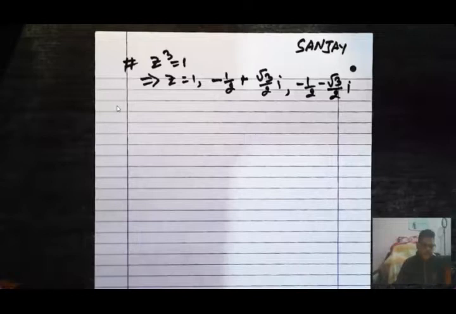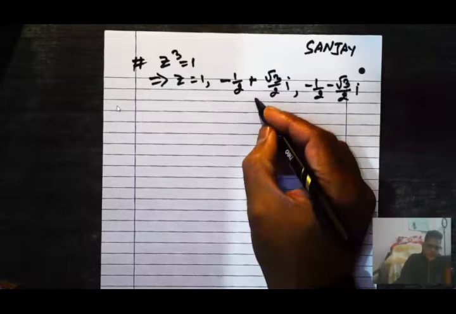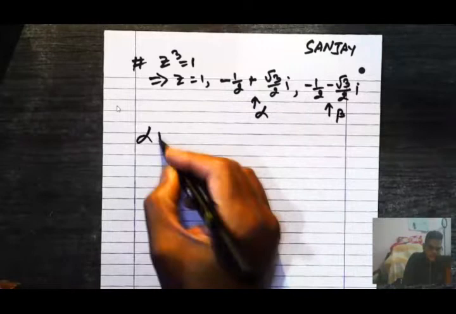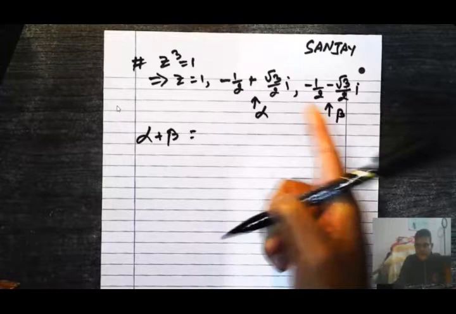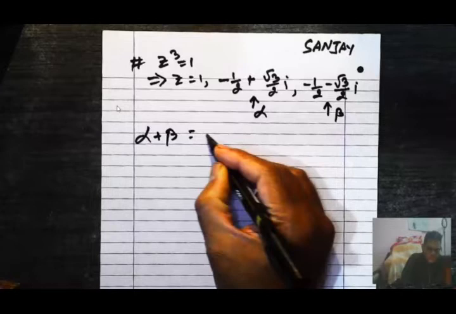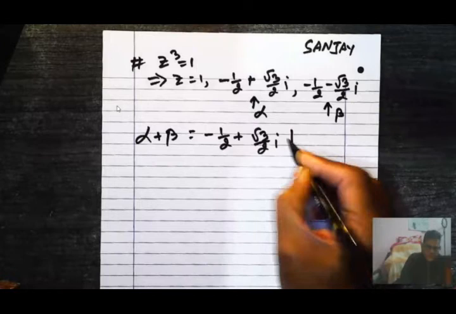Let's now check a few more. Okay guys, let's see what happens if you call one root alpha and another root beta. Alpha plus beta means we are adding these two complex roots, and we are talking of complex roots only, so it's going to be minus 1 by 2 plus under root 3 by 2 i, plus minus 1 by 2 minus under root 3 by 2 i.